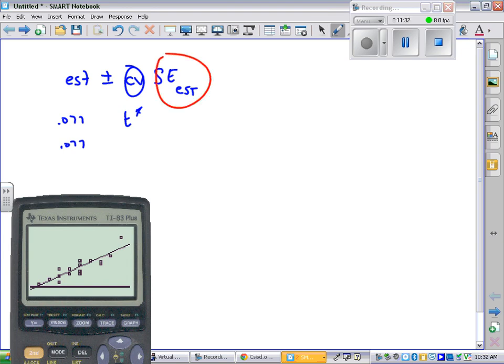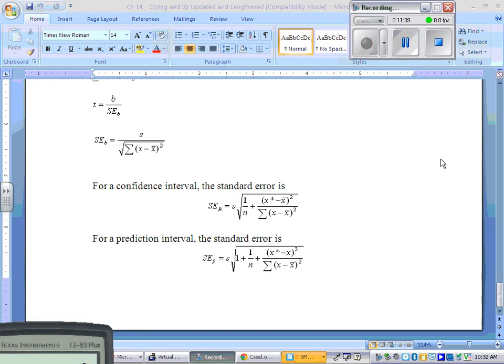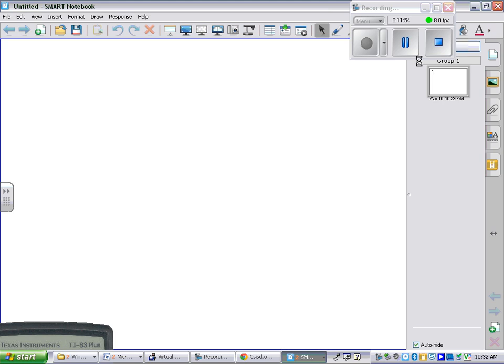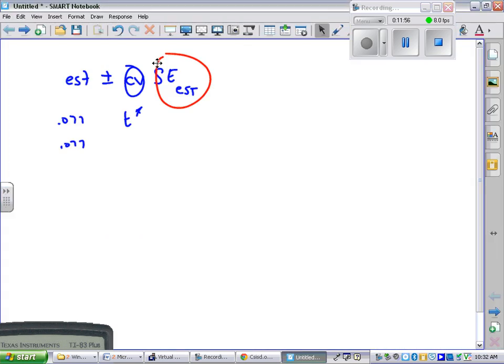The standard error of the estimate for Steve is different than the standard error of the estimate for the class. From your worksheets the other day, the last two formulas are written here. One of them is for the confidence interval and one's the prediction interval. Those are both the standard errors. Those are both the parts that are going to go here at the very end of this formula.